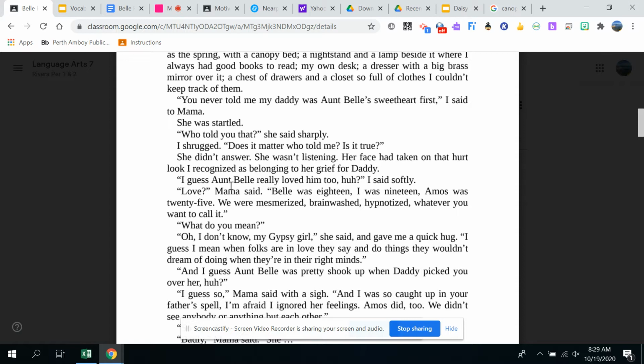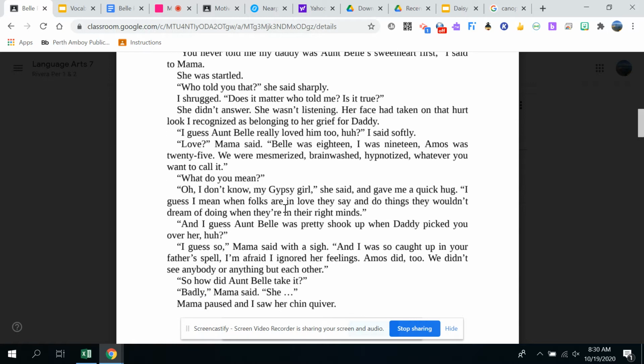I shrugged. Does it matter who told me? Is it true? She didn't answer. She wasn't listening. Her face had taken on that hurt look I recognized as belonging to her grief for Daddy. So just the fact that she brought up her father makes her sad because obviously he died. I guess Aunt Belle really loved him too, huh? I said softly. Love? Mama said. Belle was 18, I was 19, Amos was 25. We were mesmerized, brainwashed, hypnotized, whatever you want to call it.